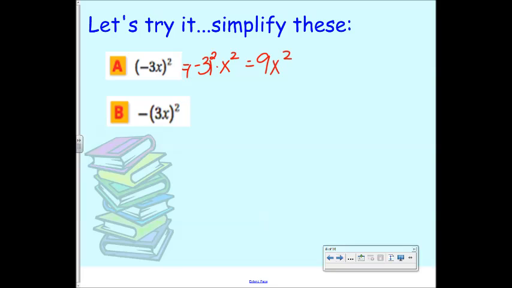What would be the difference here? The negative is where? Outside the parentheses. So that means your answer is going to be negative. So it would end up being the same thing except negative 9x squared. All right, so the exponent goes with the 3 and the x. 3 squared is 9, x squared is x squared, and then the negative is on the outside, so you keep it negative.